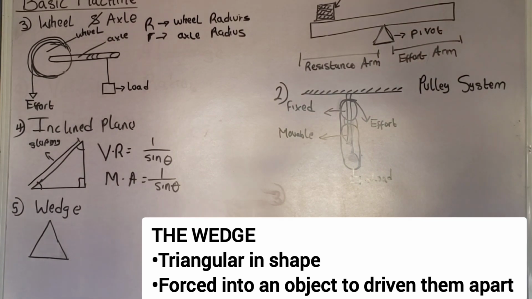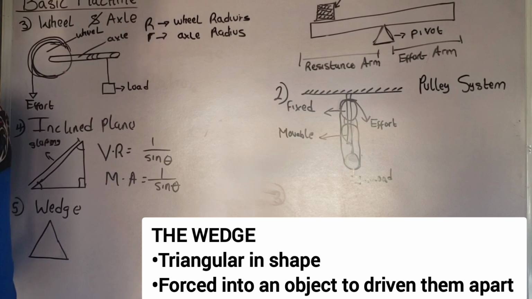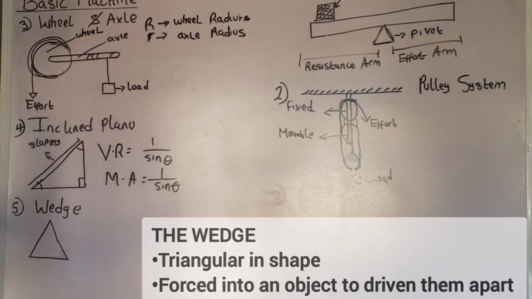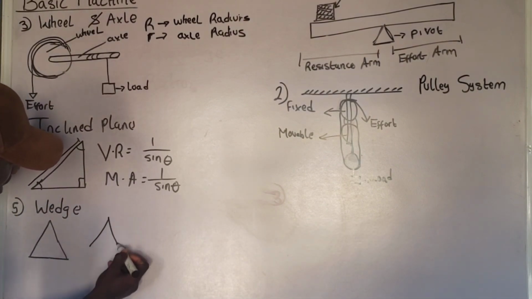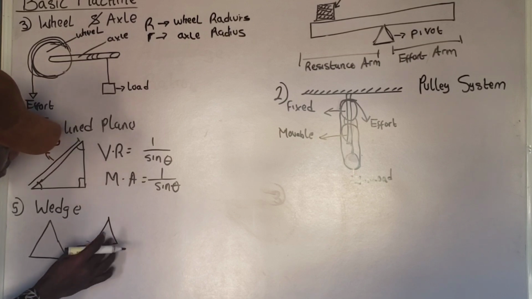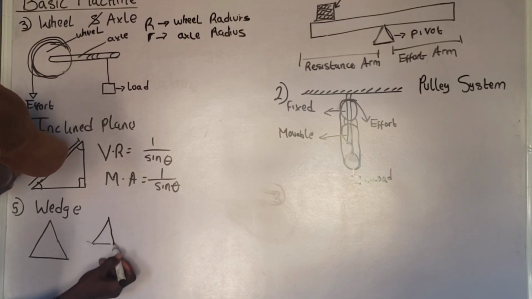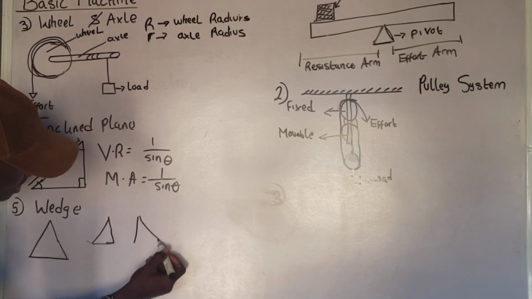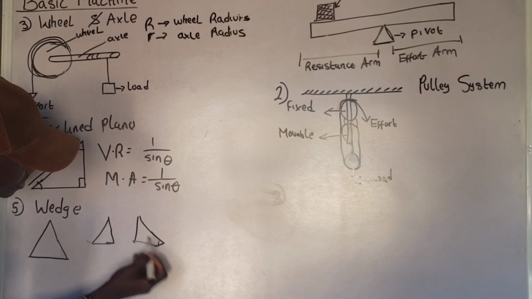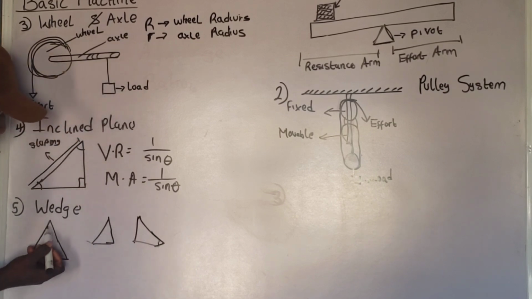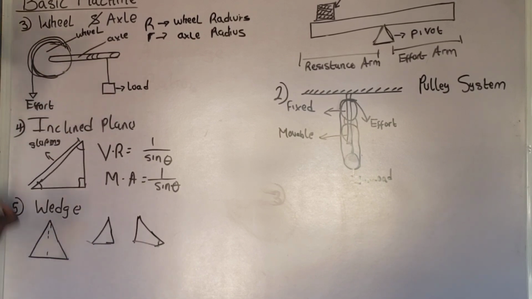Based on this shape, we can call it the combination of two inclined planes. Look at this. This is an inclined plane. This is an inclined plane. An inclined plane is a right angle triangle. And let's say we have another inclined plane. If you combine both inclined planes, it will become like this. Based on the shape, it is a combination of two inclined planes. That is the wedge.